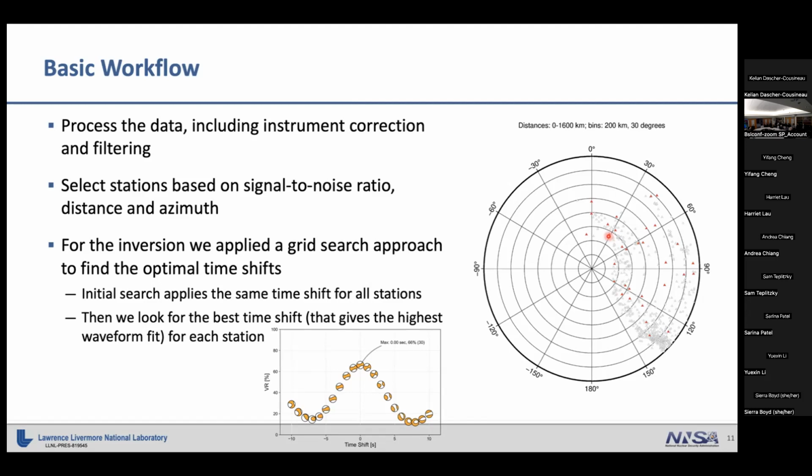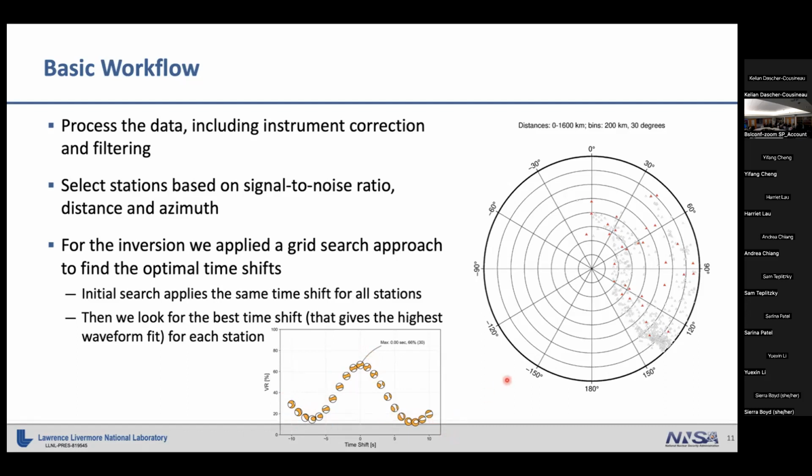For the inversion, we apply a grid search approach to find the optimal time shifts. I'll go back to what these time shifts mean. Basically, in the initial search, we apply the same time shift for all the stations. This is the most time-consuming part of the inversion. Then we iteratively go back to each station to find the best shift that gives the best waveform fit, or highest variance reduction, for each station. Here is an example of what that looks like in terms of the time shift values.